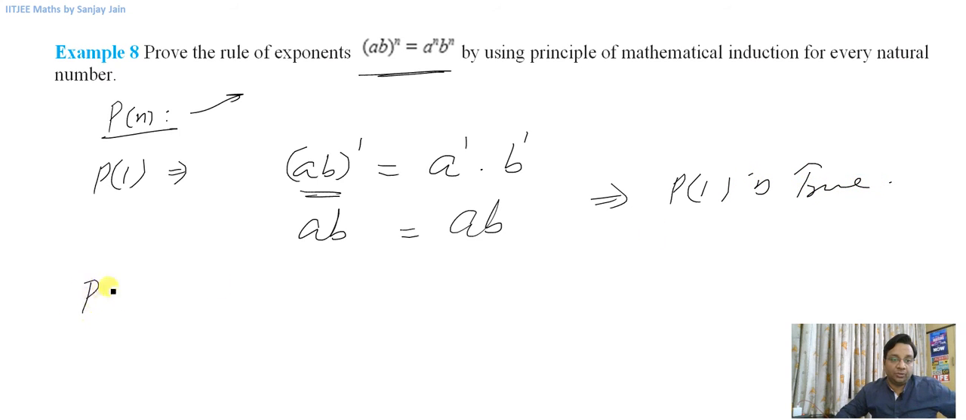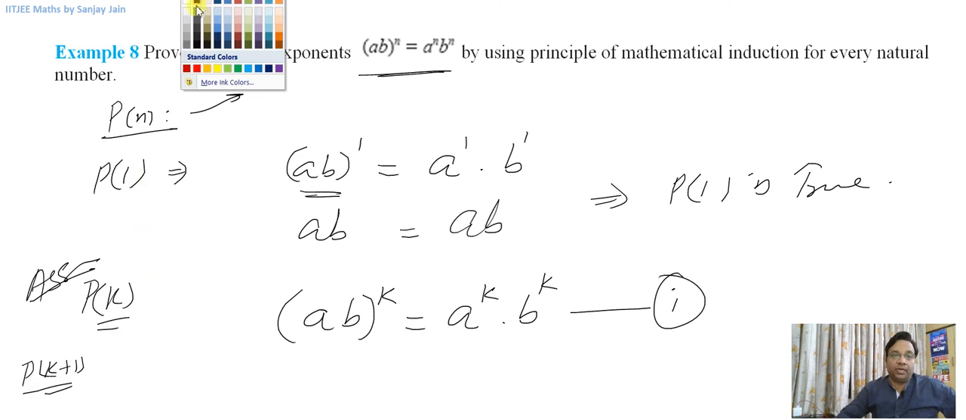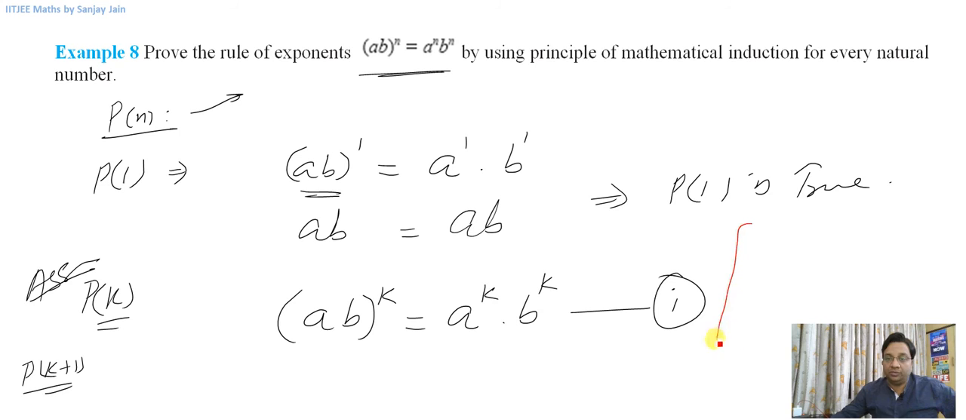Now let it be true for P(k). Assume P(k) is true. Write the complete statement. Then I can say (ab) raised to power k is equal to a raised to power k into b raised to power k, and let this be my equation number 1. Using this, I need to prove the statement to be true for k plus 1, or I need to prove that P(k+1) is true. In your mind you should have that what you need to prove is this: (ab) raised to power k plus 1 is equal to a raised to power k plus 1 into b raised to power k plus 1. This is something that you need to achieve.